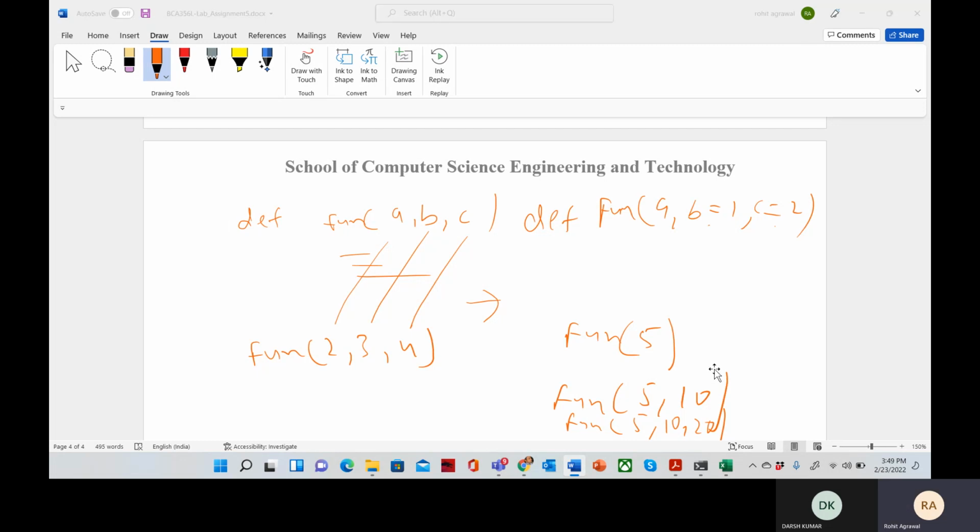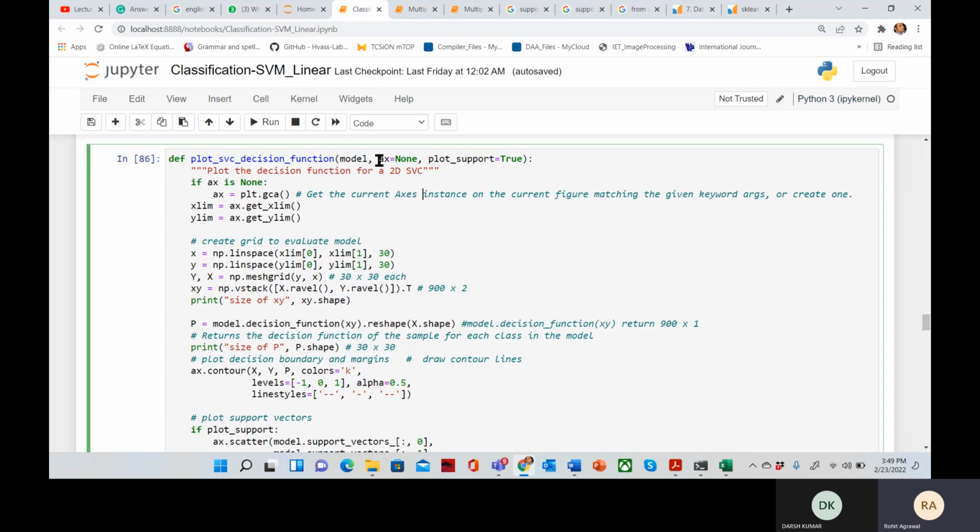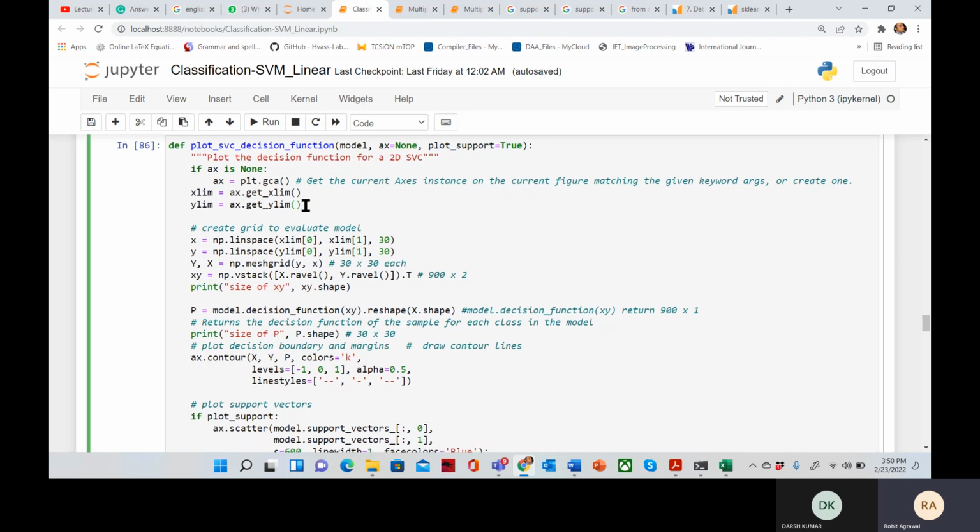Okay, so that means by default ax is None. Otherwise we can pass this as a parameter when we are calling this function. And the second parameter, the default value is True. If we are passing something, it will take that value, otherwise by default it is True. So these are nothing new. These are just the current x axis limit and the y axis limit. This is just the current figure axis, plt.gca, the current axes instance.